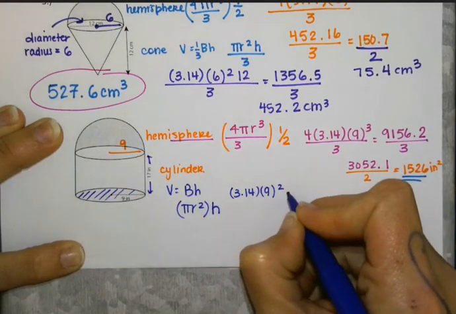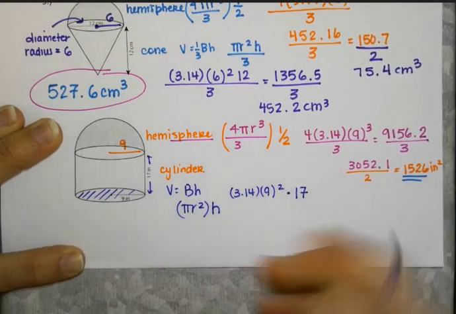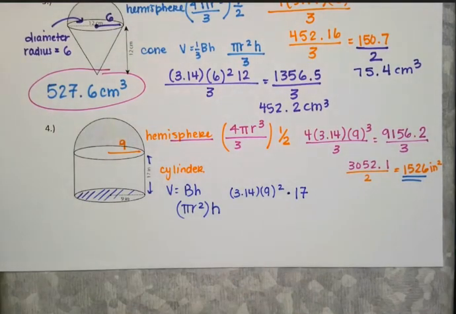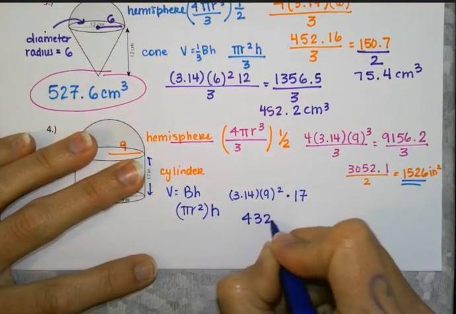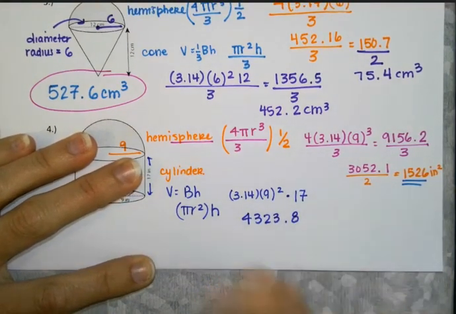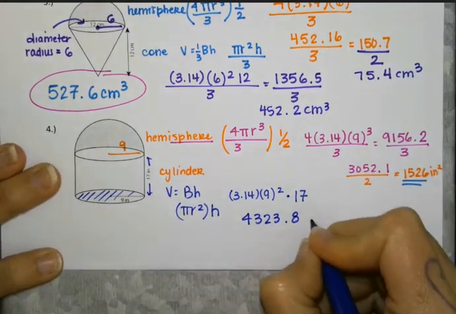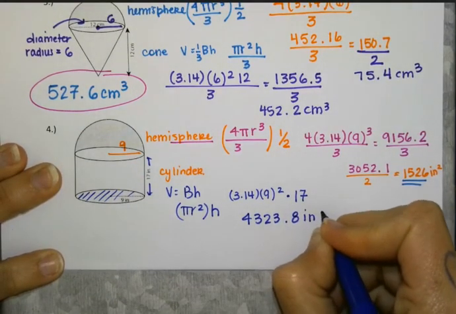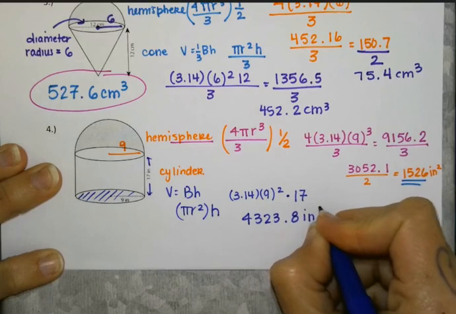And then we're going to multiply all of that by 17 because that's how many stacks of bologna are in there. So 3.14 times, in this case, it is 81 if you want to do it that way. And then times 17 is going to give us 4,323.78. So that's going to be 4,323.8 because, again, at the beginning of the worksheet, it did tell us to round to the nearest tenth. And this is going to be inches cubed.